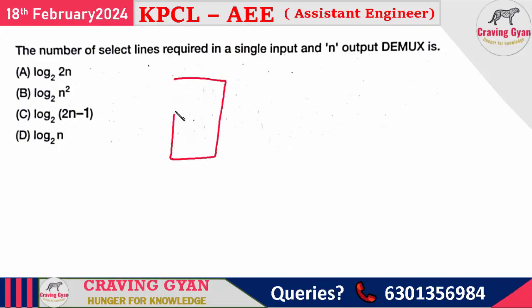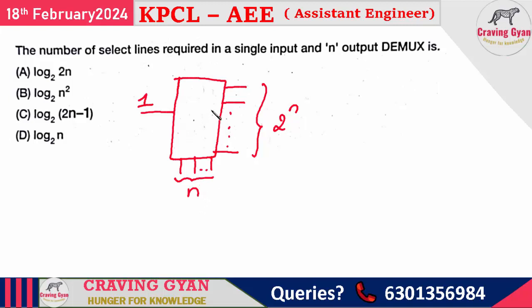the question is somewhere improper. One input will be there. How many outputs will you be having? 2 power n outputs. How many select lines will you be having? There are n select lines. This is the actual definition of demultiplexer.